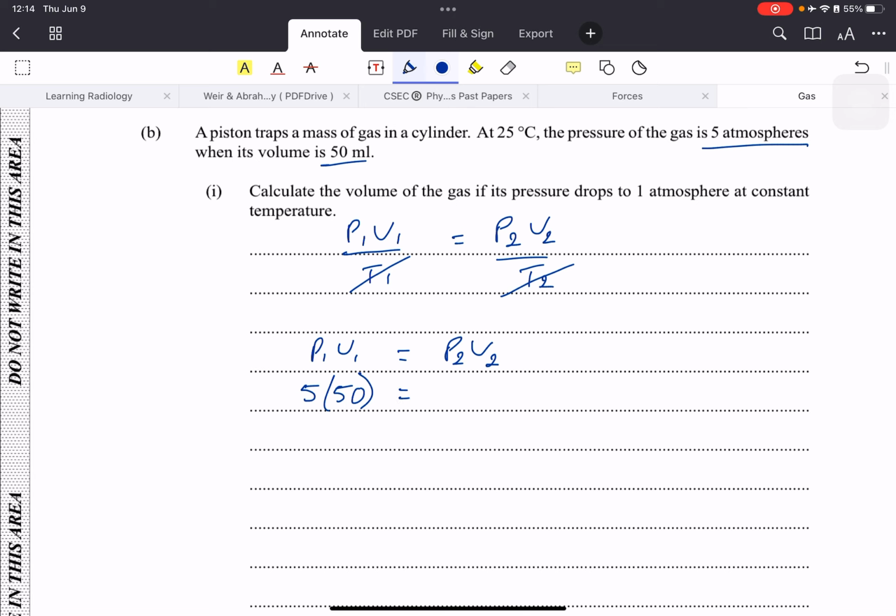And we need to calculate the volume. So the pressure will drop to 1. And then our volume will be V2. So 1 V2 is still V2, right? So it's actually a very easy calculation. You just need to multiply 5 by 50. So you get 250 ml is equal to V2, and that's your final volume, okay?